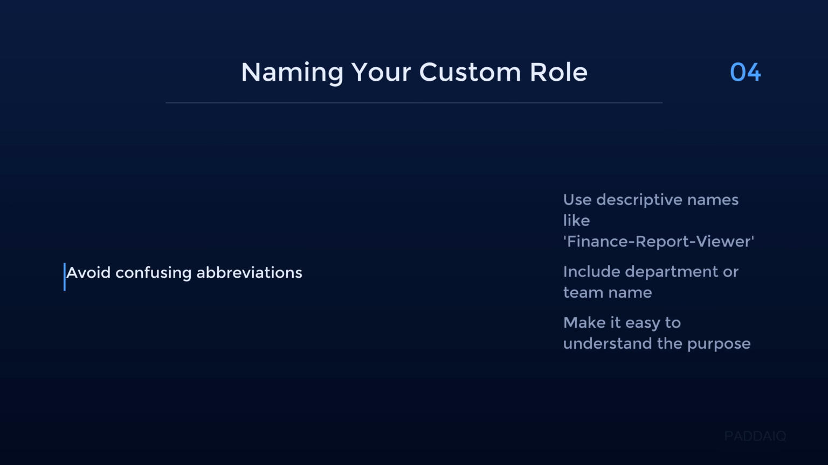Avoid confusing abbreviations. This means using clear, full words so anyone can understand the role's purpose without needing a separate key or explanation. For example, use Sales Order Approver instead of SOAP Arbor. This practice ensures clarity and reduces the risk of errors during role assignment and system configuration.